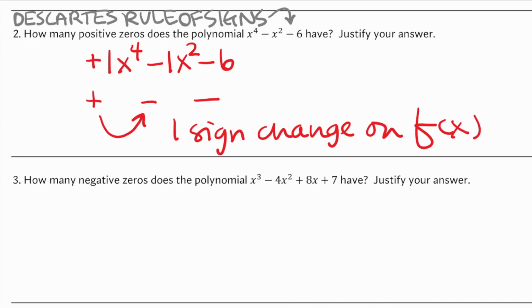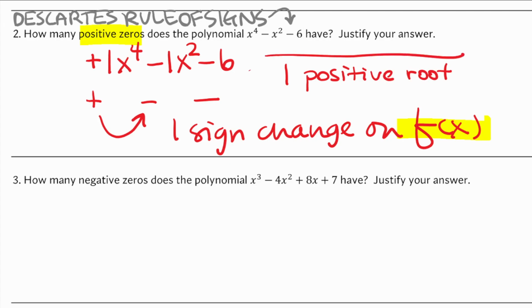Okay. So if we're looking for positive zeros, we're analyzing f of positive x, just like the polynomial as it comes. Positive zeros on f of x. Okay, so if there's one sign change, that means there's exactly one positive zero. Positive root, I guess, is probably better terminology there. But I would say one positive root.